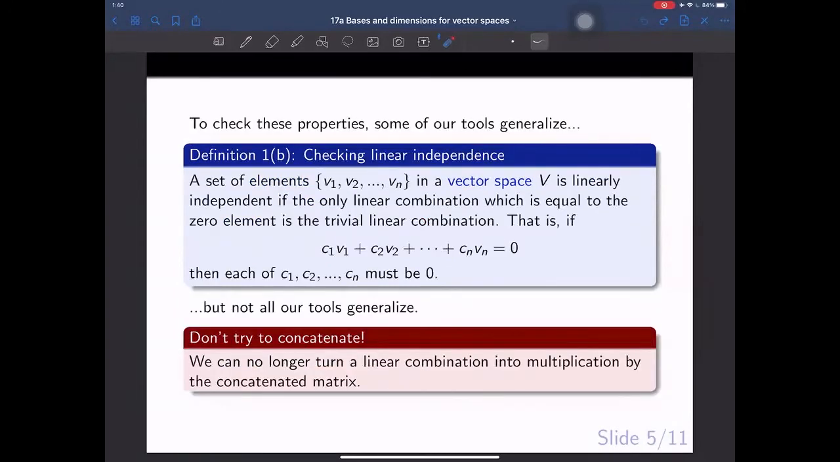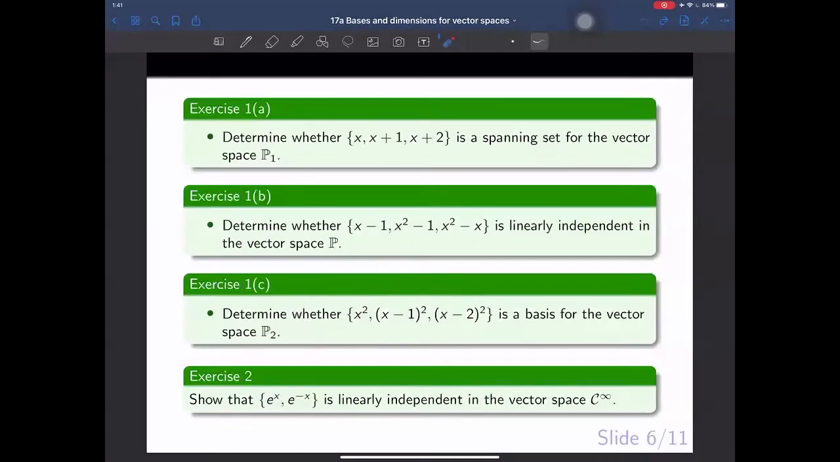Some of our tools from Rn generalize to general vector spaces. For example, we can check linear independence the same way. If we want to know whether a subset of elements in a vector space V is linearly independent, then what we can do is make a linear combination in terms of the vectors V1 through Vn and set it equal to the zero element in V. And we check that each of these coefficients must be zero. Let's work with some examples.